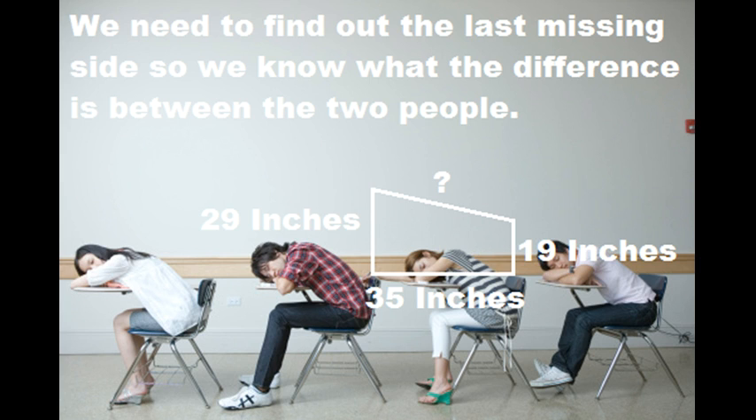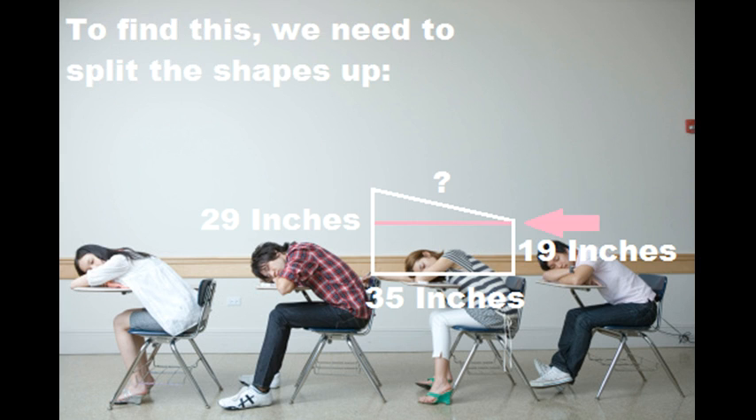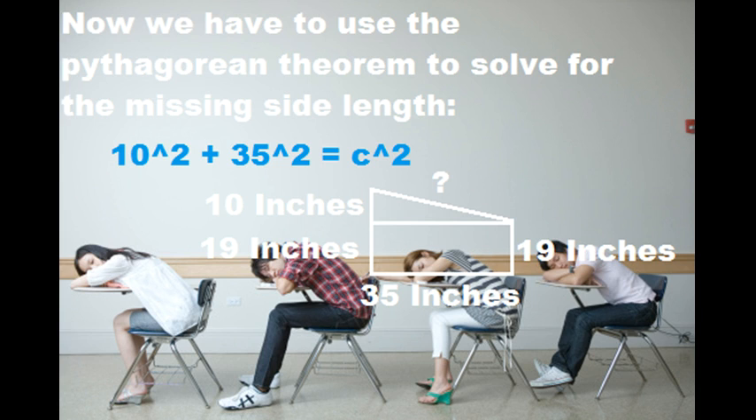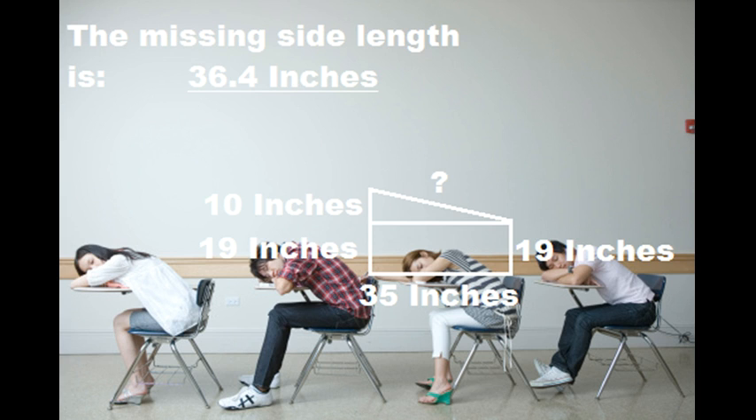To find the missing length, we need to split the shapes into two shapes. After we split the shapes up, we fill in what we know. The next thing we do is we use the Pythagorean theorem to solve for the missing side length. So we know that the triangle is 10 by 35, so we just fill in the blanks. 10 squared plus 35 squared equals c squared. After everything, we find out that our answer is 36.4 inches.